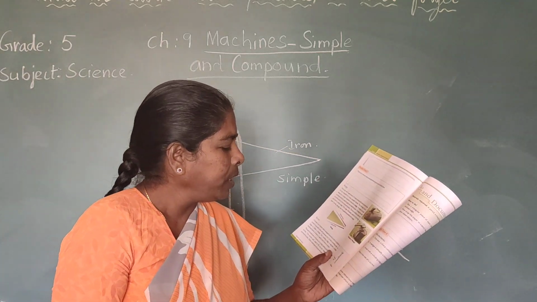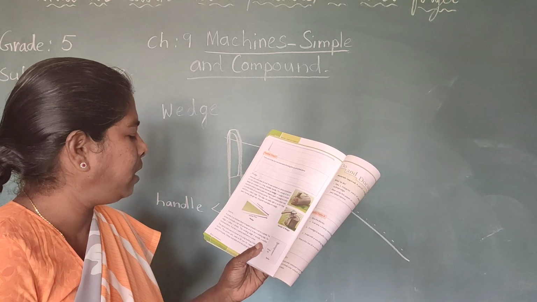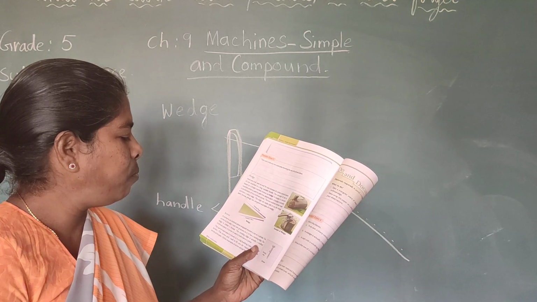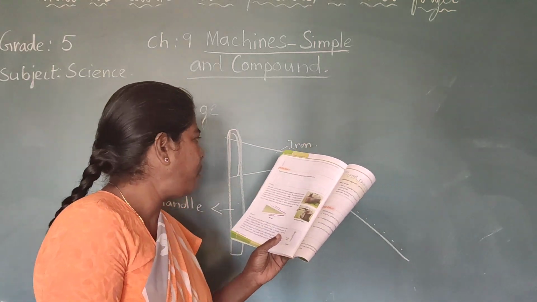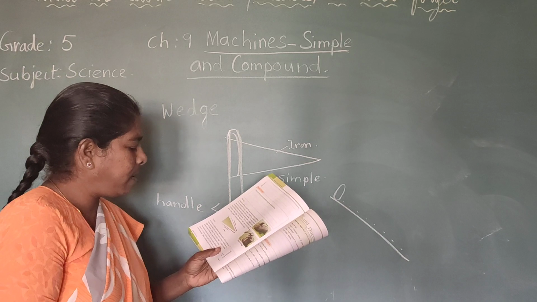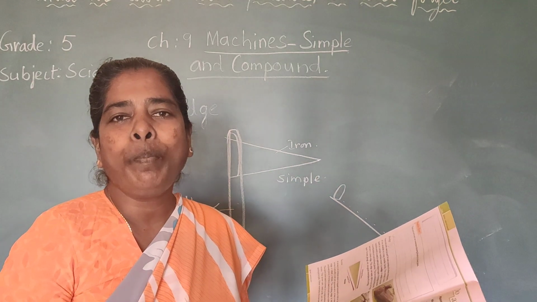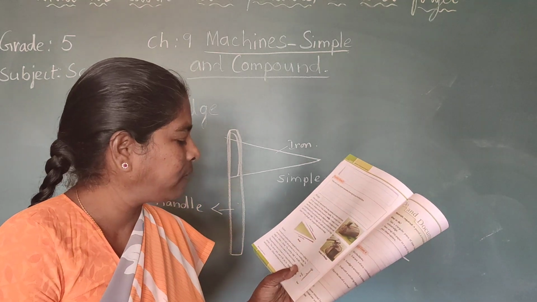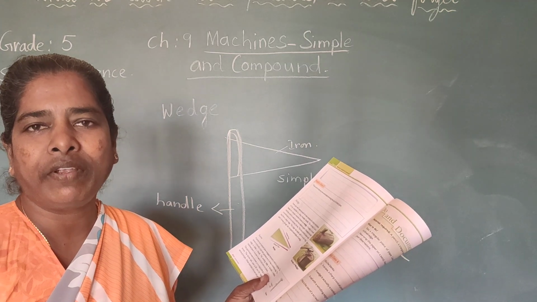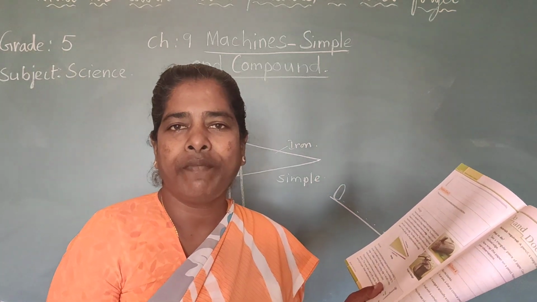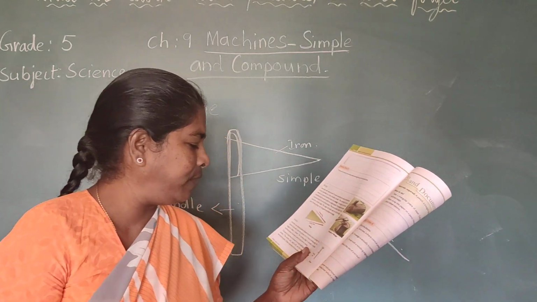Okay, children. This edge can easily split or cut things apart. Knife, plow, etc. are good examples of the wedge. With the help of this axe, knife and plow, things can be made into pieces. We use the plow for cultivation. Farmers will use it, they call it nagalina. So that also is a good example of a wedge.